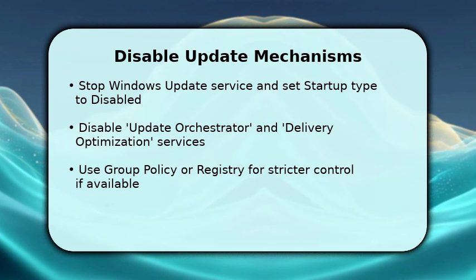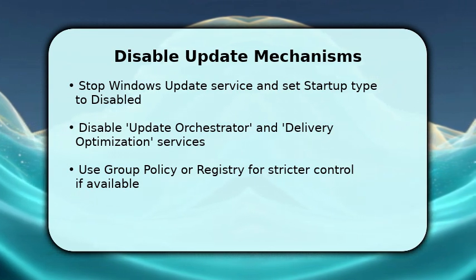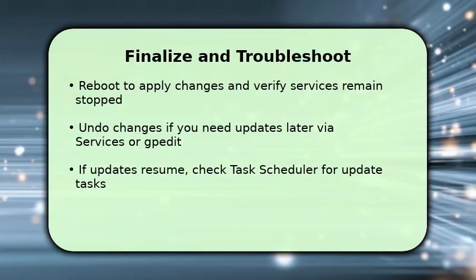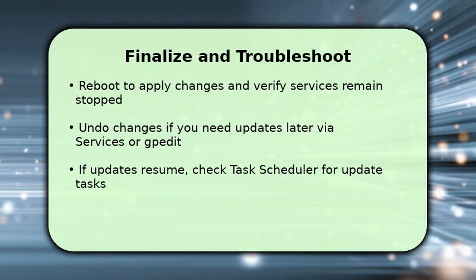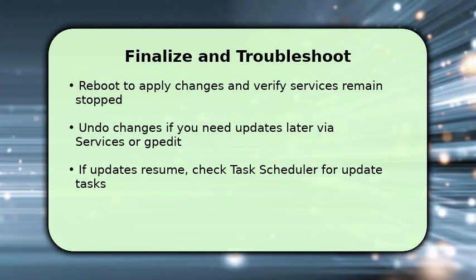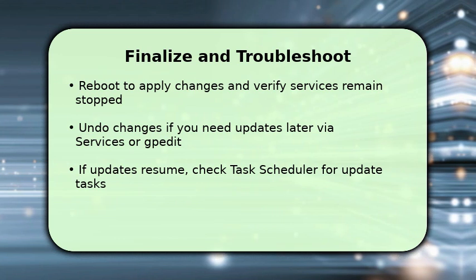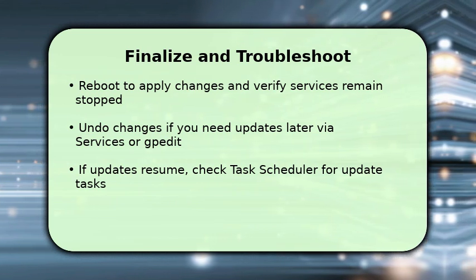To finish, reboot and immediately check services.msc to confirm Windows Update and related services remain disabled. This verifies your changes took effect. If you later need updates, reverse steps. Set services to manual or automatic and re-enable group policy.